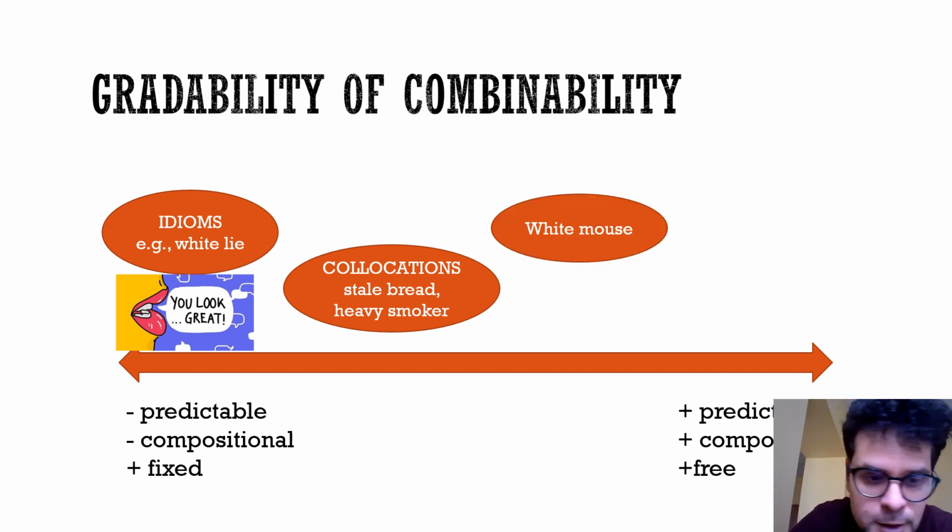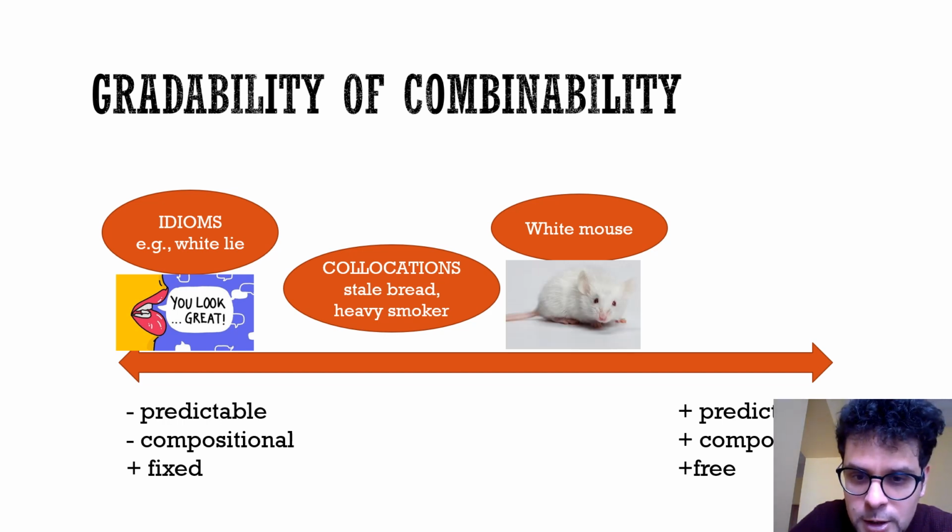Now what matters is the gradability of combinability. Close to free combinations is white mouse, for instance. It's a mouse that is whitish, even though it doesn't need to be super white. But it's clear that it's almost fully compositional, and so white mouse would be close to being a free word combination.